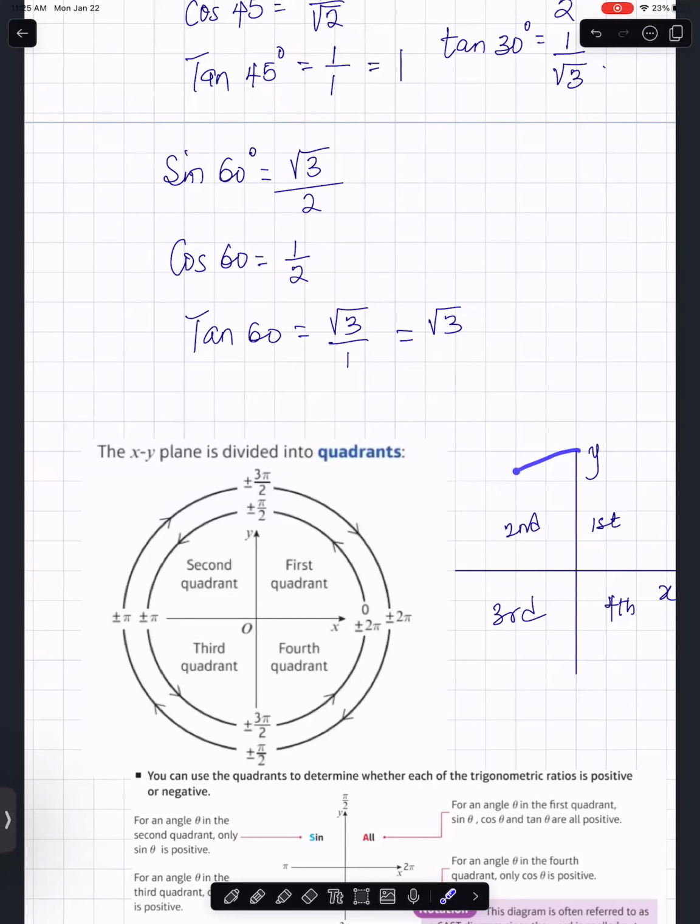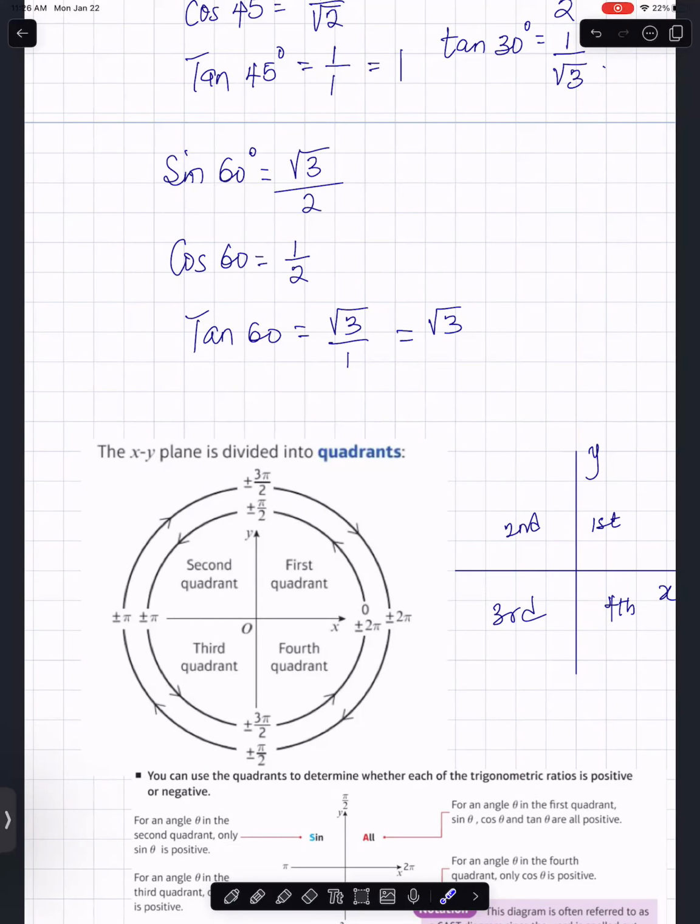Proceeding to the second quadrant, I have my sine theta. Only the value of sine theta here is positive. Every other value, that is your cosine and tan on the second quadrant, are negative values. So take note of that. Every other value is negative except sine, which is positive. And that angle ranges from 91 to 180 degrees on the second quadrant.